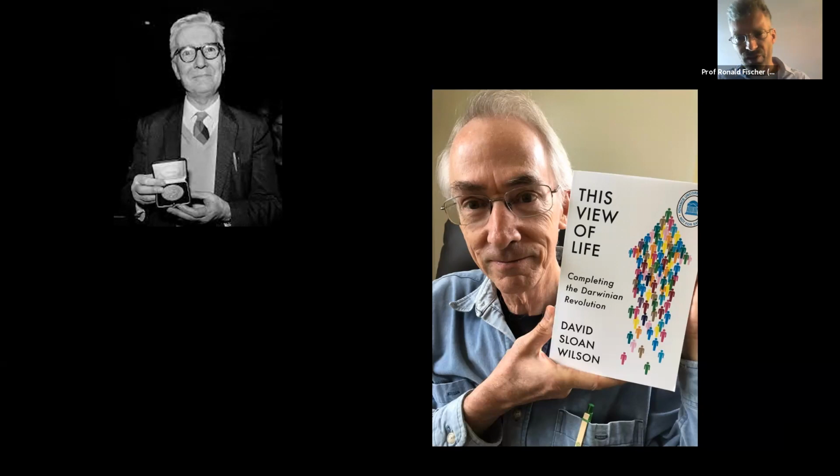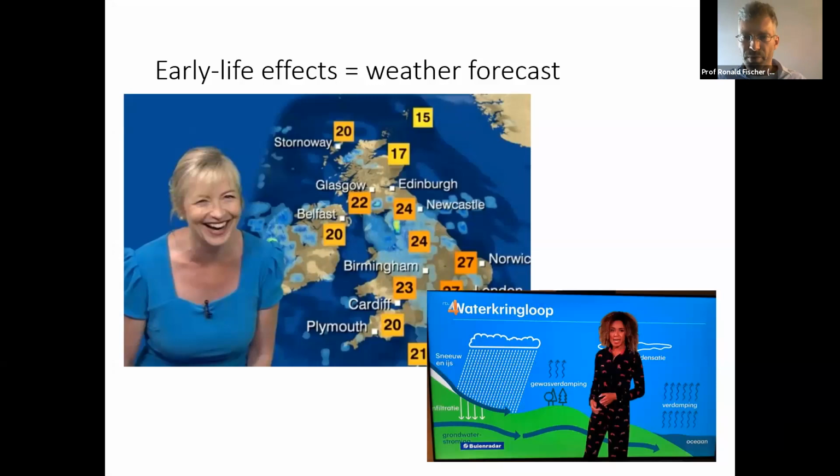And for example, David Sloan Wilson's recent book on completing the Darwinian revolution goes back and highlights the importance of those four questions for understanding behavior, especially human behavior. And so bringing us back to those four questions, the idea of our behavior being learned is really essential in the social sciences and in psychology.